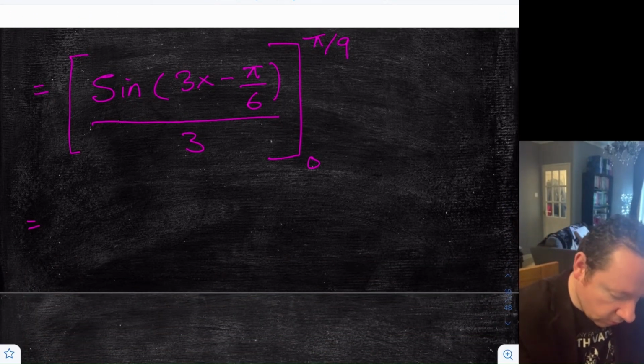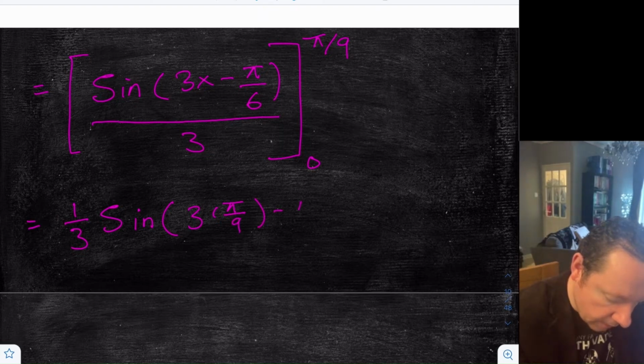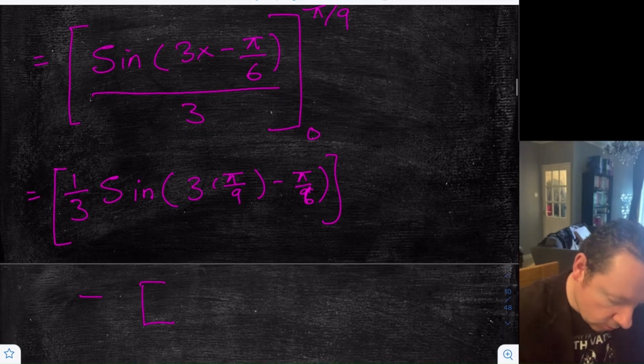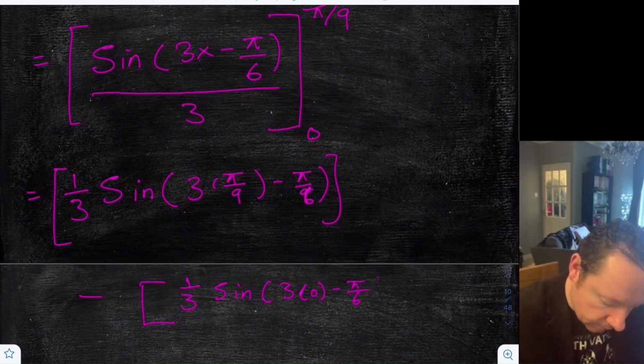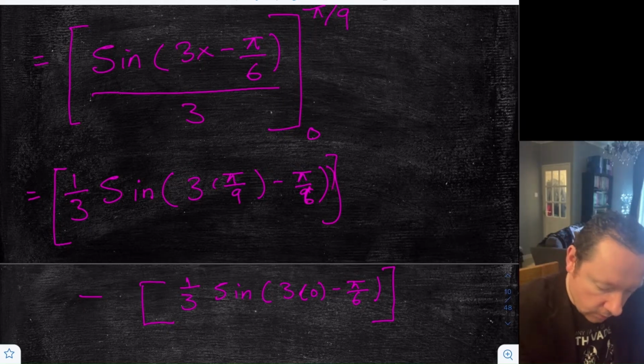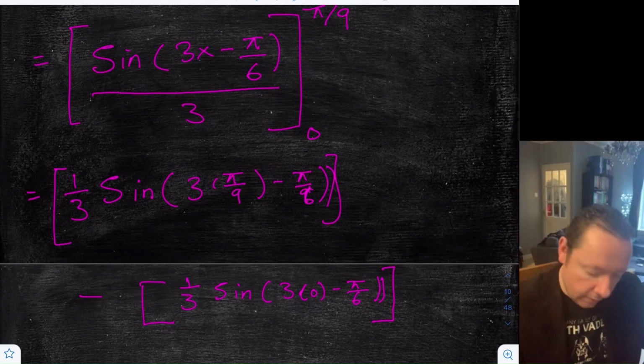So that gives us a third of sine, well, 3 times pi over 9, we'll just write, minus pi over 6. That's our first one. Take away our second one, subbing 0 in. So that's a third, sine of 3 times 0 minus pi over 6. Okay, so we'll just tidy that up, put an extra bracket on. We can now just evaluate that.